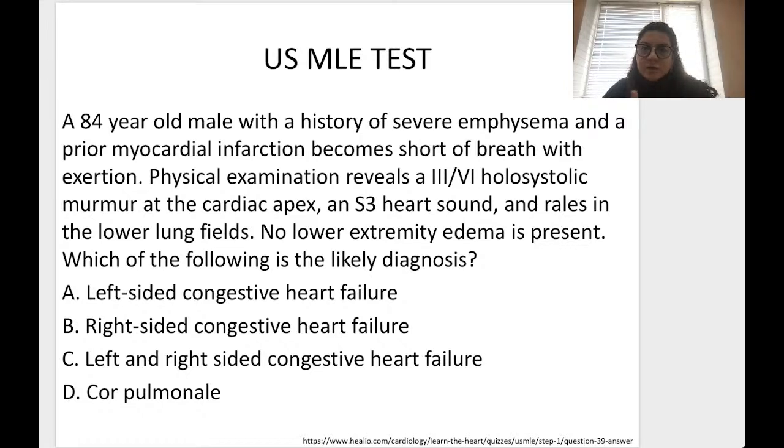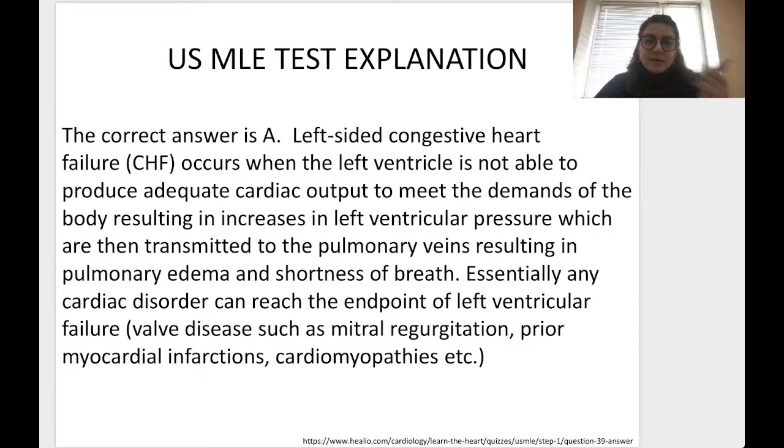If you listened to the lecture attentively, it will not be difficult. Option A, left-sided congestive heart failure. Option B, right-sided congestive heart failure. C, left and right-sided congestive heart failure. And D, cor pulmonale. Please stop the lecture here, and if it is interesting for you, try to answer just now. And here is the explanation for you. The correct answer is A, left-sided congestive heart failure, and explanation why.